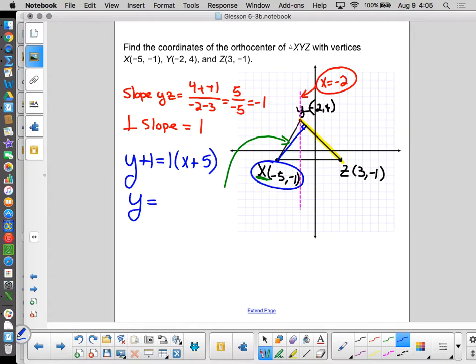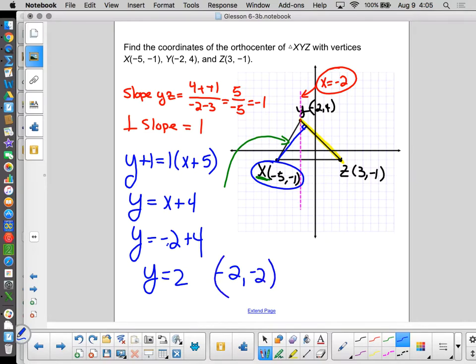Yep. So y does equal x plus 4. So y equals negative 2 plus 4. There's my mistake. I dropped my negative sign. So y equals 2. So x equals negative 2, y equals 2. (-2, 2) is my point of intersection. It's about where I had it. And I found the location exactly of my orthocenter.